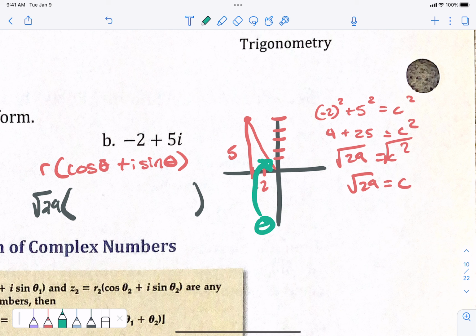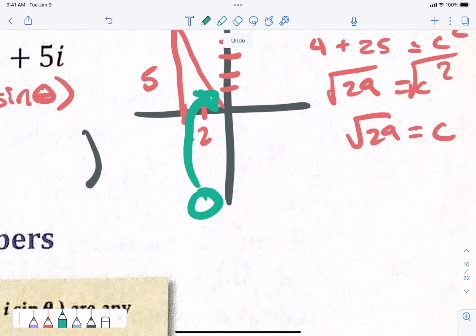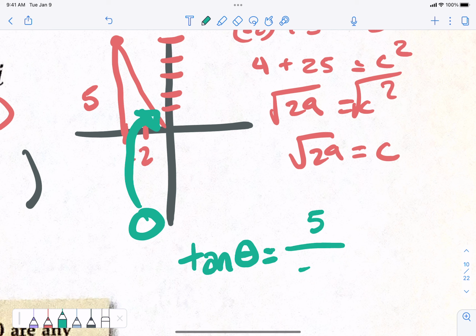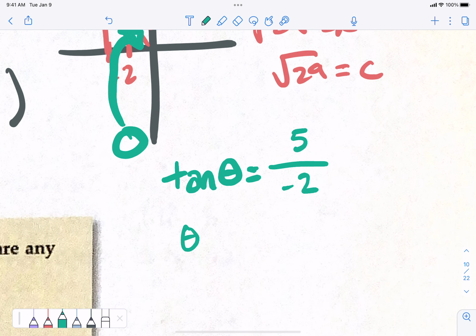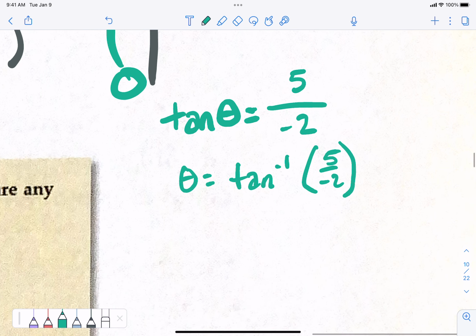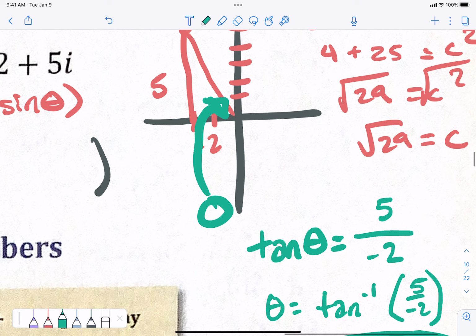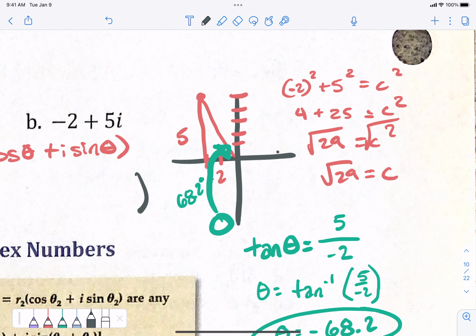There's my theta. Okay, so I'm going to use tangent again. You always use tangent. We have tangent of theta equals, what's the opposite? 5 over -2. Then to find out what theta is, inverse tangent of 5 over -2. What's arctangent? It's -68.2. But we don't want to write it like that. 68.2 is this angle right here. 68.2 degrees. It's going to measure from here to here.